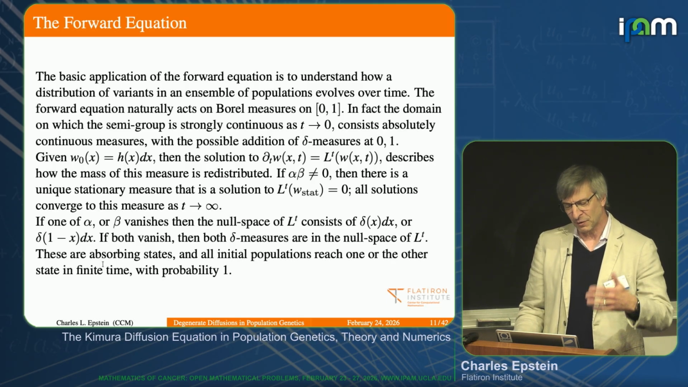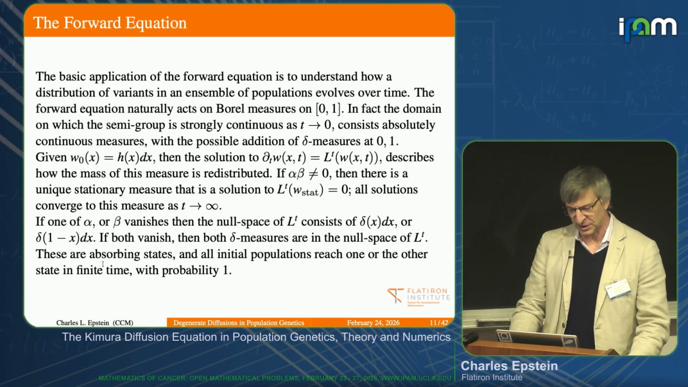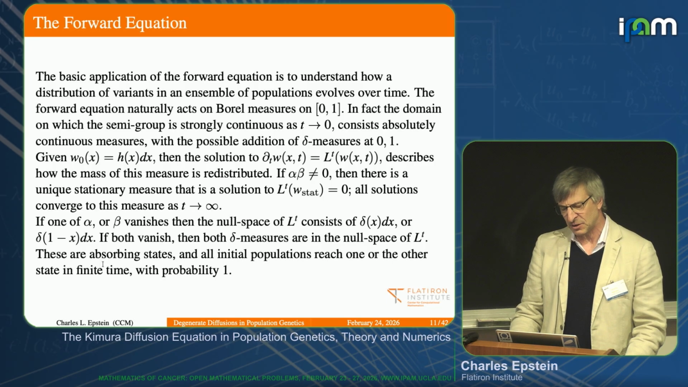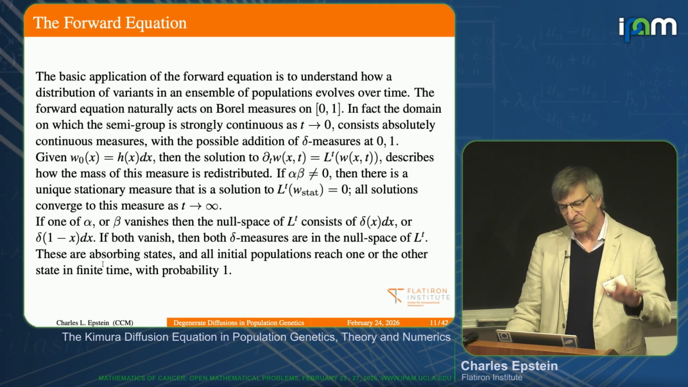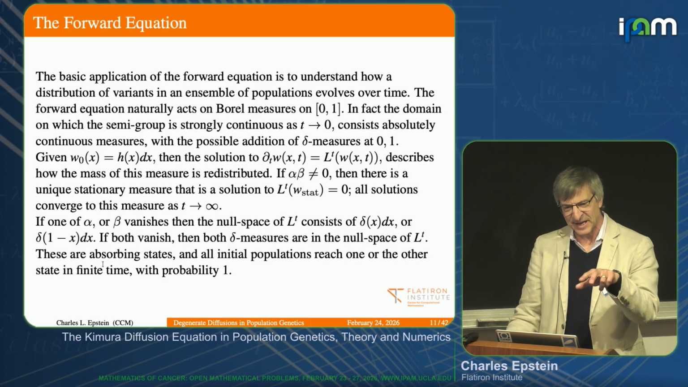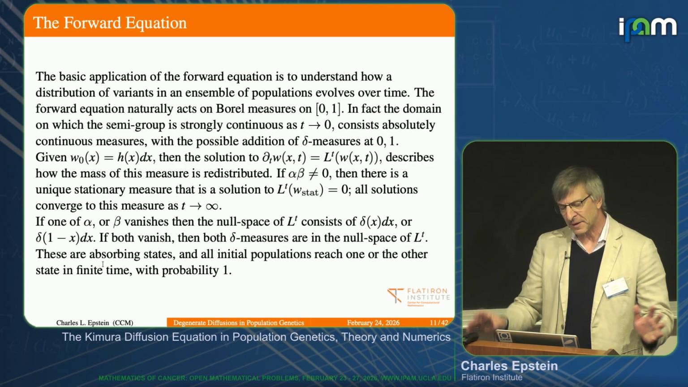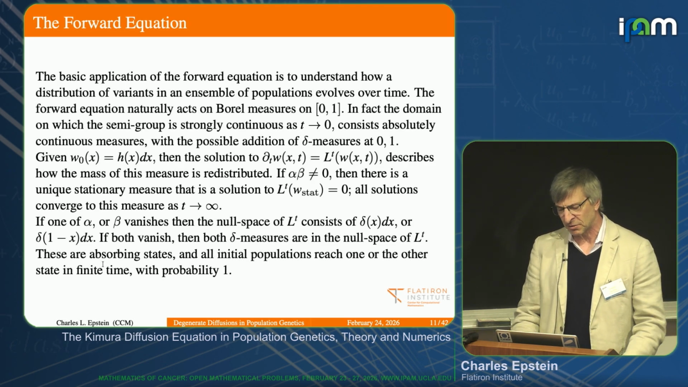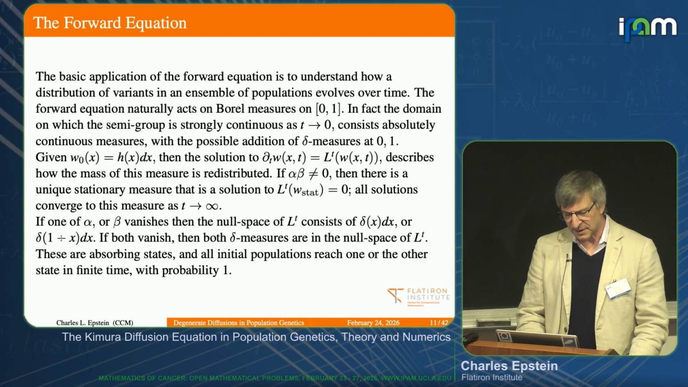The forward operator generates what we call a semigroup, which is just the propagation of the population. But it's only strongly continuous, that is, it only really has nice limiting behavior as time goes to 0, if the measures are absolutely continuous, that is, represented as h of x dx, where h of x is an integrable function, plus the possibility that you have delta measures at 0 and 1 if the vector fields happen to vanish there.